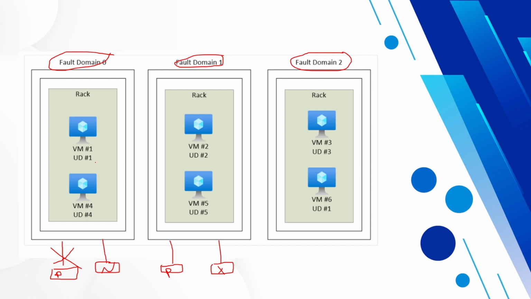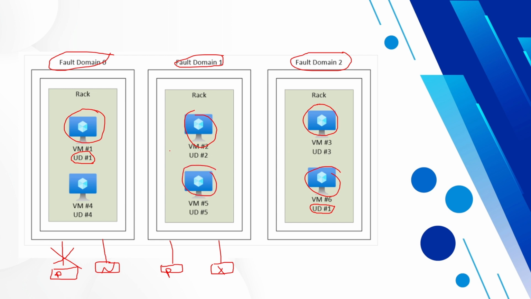And we can define a similar concept for the update domain. As is clear from the name, it's regarding updates. If VM1 needs an update, all the VMs in update domain 1 will go and take the update, and at that time the other VMs will go and provide service. So VM1 and VM6 in UD1, these two VMs will go and get the update, while the other VMs are available and provide services to our customers.